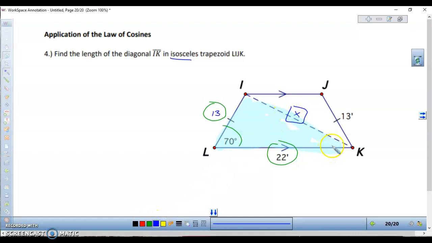So again, with all these problems, you really need to cut these things into triangles and then see what's given and determine if it's a right triangle, use SOHCAHTOA. If you have side, angle, side, and you want to find the third side, use law of cosines. Just getting used to knowing which one to use.